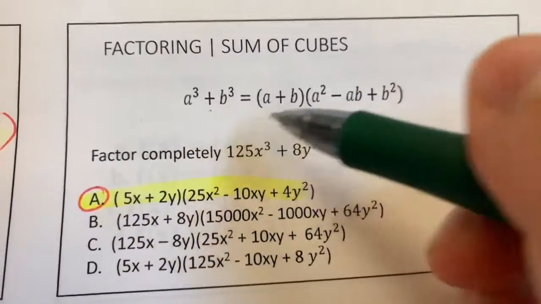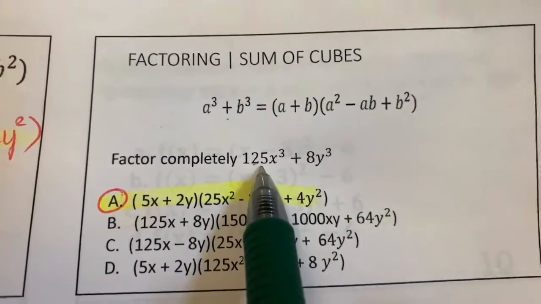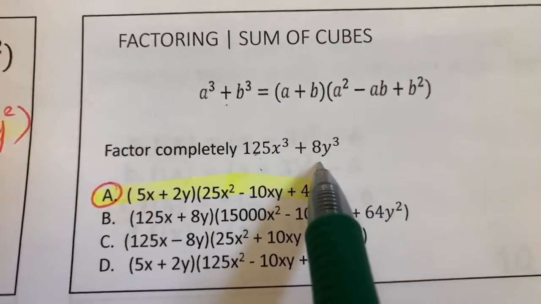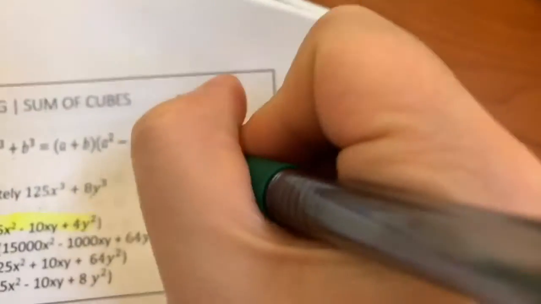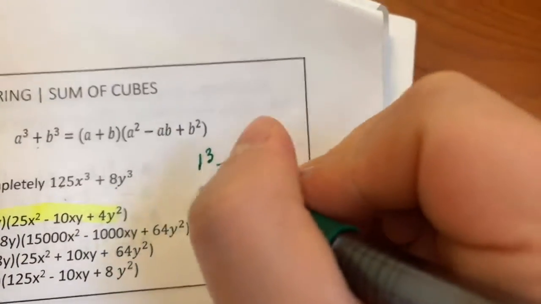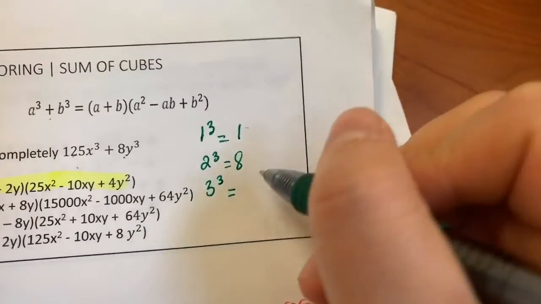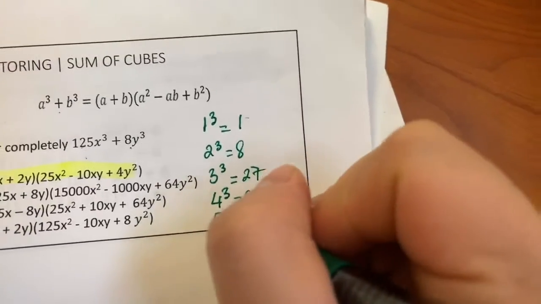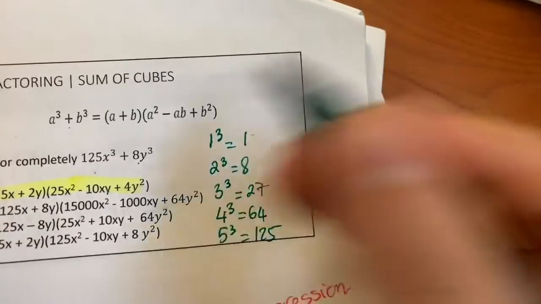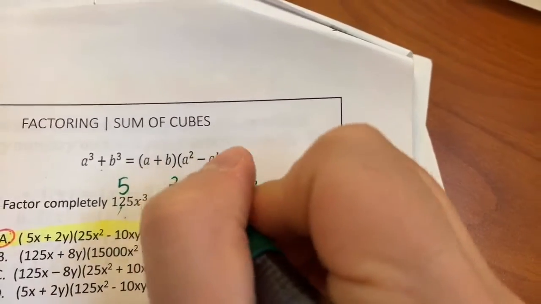Okay, so the way that we're doing this is you're gonna look at the numbers and see what number raised to the power of 3 gives you 125, and what number raised to the power of 3 gives you 8. And remember, we have the list of numbers. 1 to the power of 3 is 1, 2 to the power of 3 is 8. You should have memorized: 3 to the power of 3 is 27, 4 to the power of 3 is 64, 5 to the power of 3 is 125. So here 125 does mean 5 to the power of 3, right? And then 8 is 2 to the power of 3, so that's gonna be 2 right here.